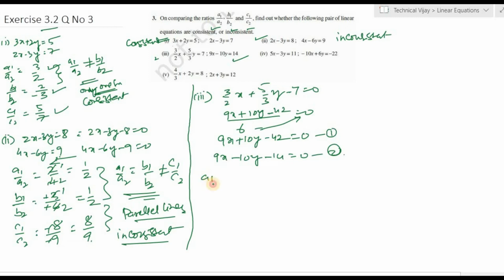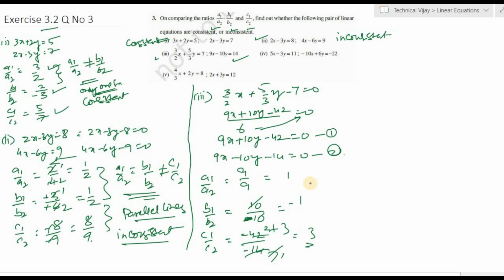Now here A1 by A2 is equal to 9 divided by 9, which is equal to 1. B1 by B2 is 10 divided by minus 10, so this is equal to minus 1. C1 by C2 is equal to minus 42 divided by minus 14, so 7 3s are 21. So this is 3. Here all are not equal, meaning A1 by A2 is not equal to B1 by B2. So this condition means it is consistent. It has got only one solution. So now we will go for the fourth one.